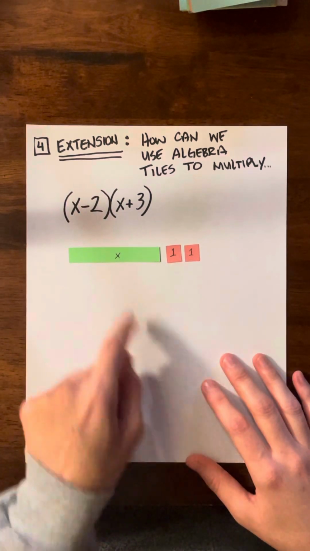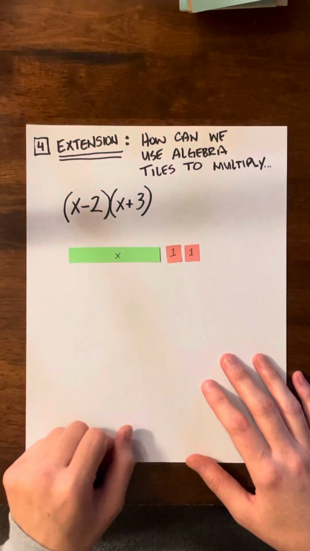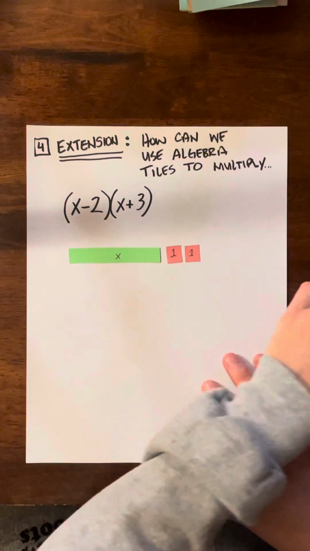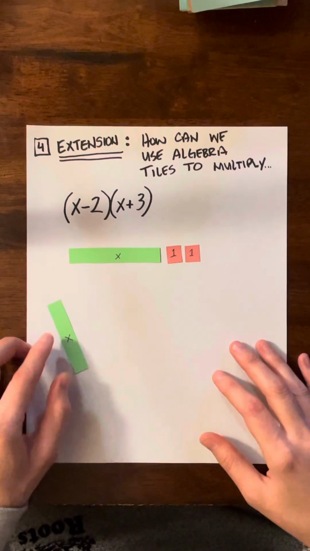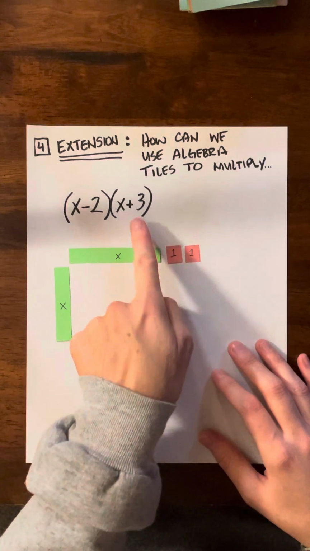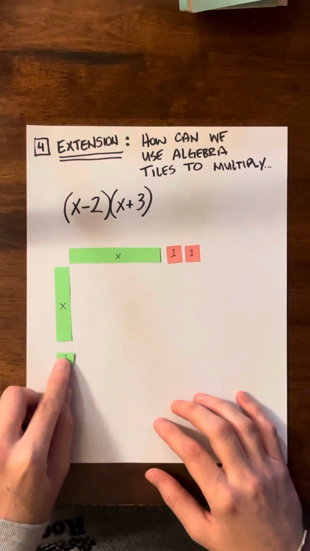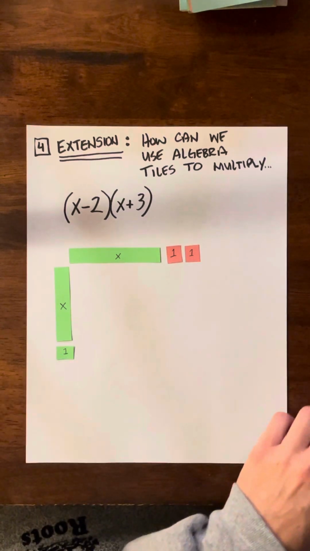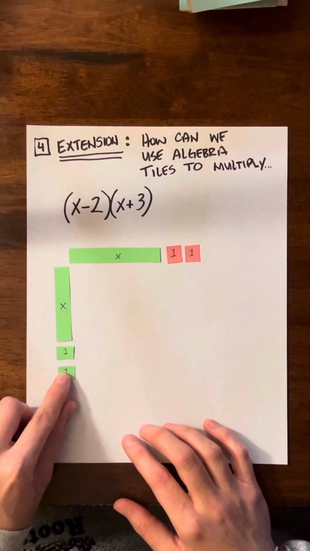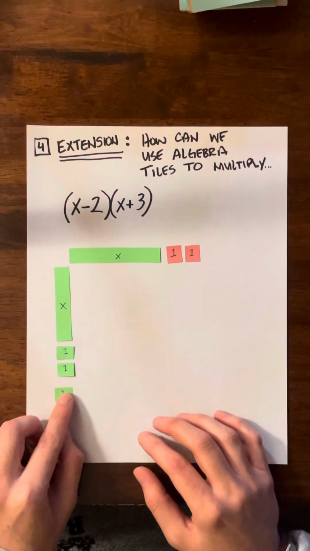So now let's do our second set of parentheses and put it on the side. So we're starting off with x, and x is positive, so we are using green. And then we have +3, so we know +3 is positive, so we're going to represent those with green. So 1, 2, and 3.